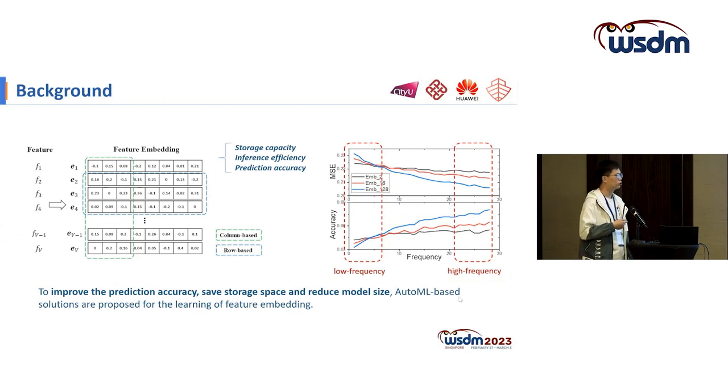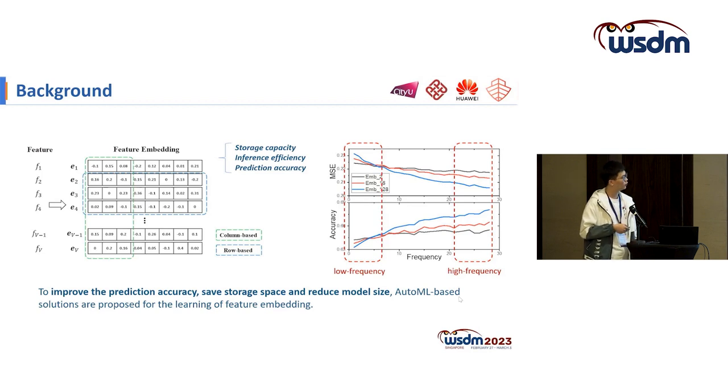So in order to improve the prediction accuracy, save the storage space, and reduce the model size, AutoML based solutions are proposed for the learning of the feature embedding. The intuition behind is that for the high frequency features, using a larger embedding dimension can achieve a better performance because it can enhance the model's capacity.